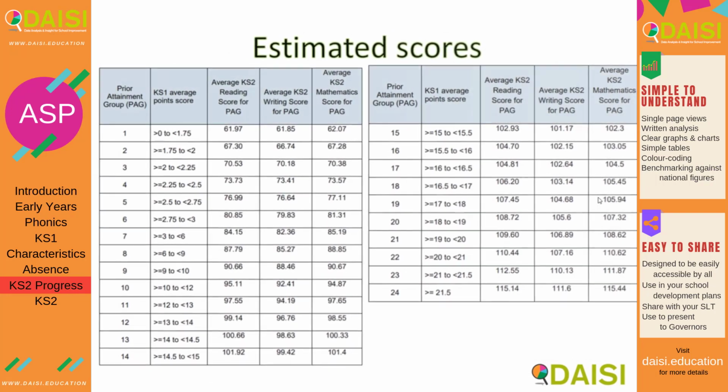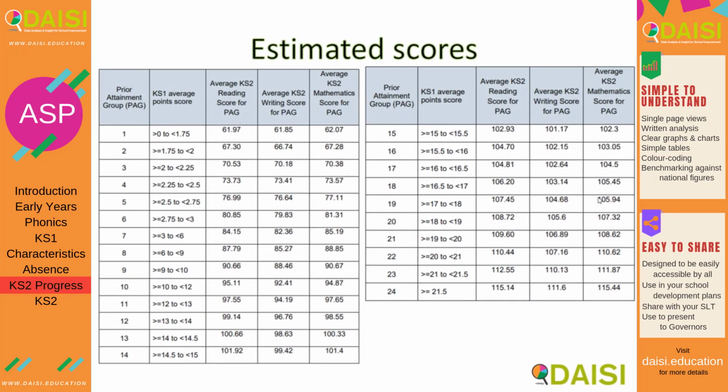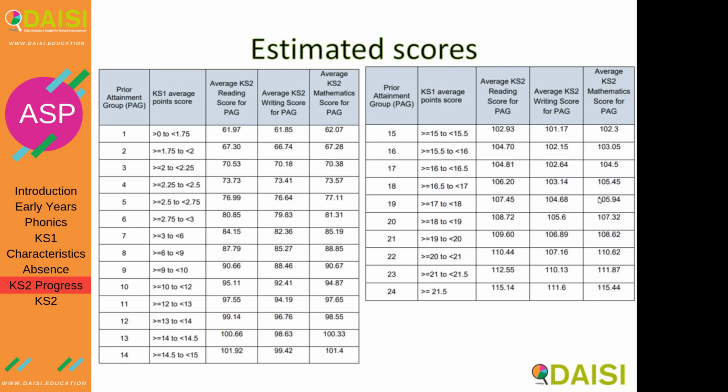The government then puts all the pupils' scaled scores together where they have a similar Key Stage 1 average point score. So there are 24 different groups, these prior attainment groups, each with a similar average point score. And that's the only criterion. It's not the gender or disadvantaged or SEN, it's just the average point score. So you can see James, who had a Key Stage 1 average point score of 17, is in prior attainment group 19, so his national average is 106 for maths, 107.5 for reading.